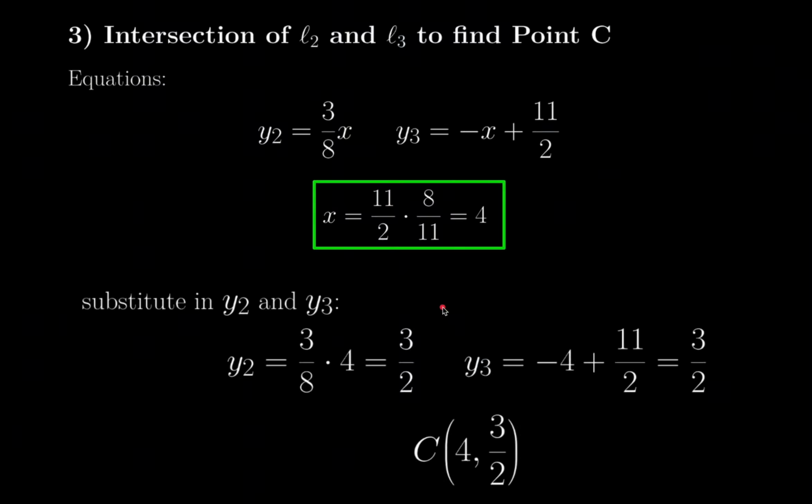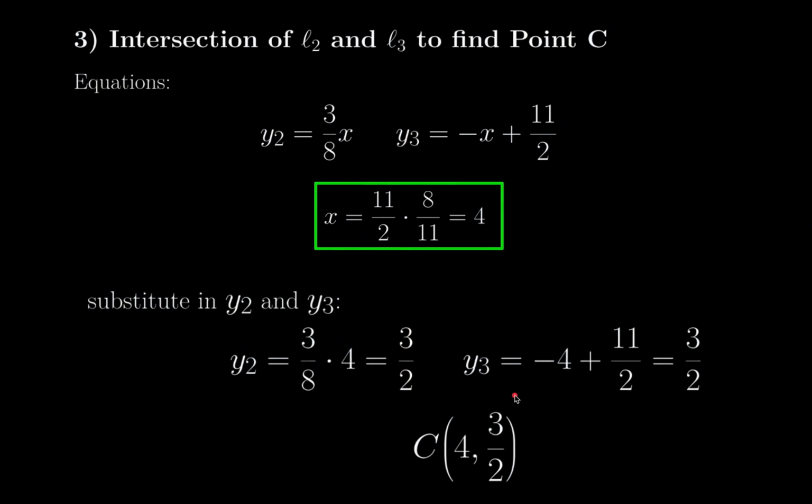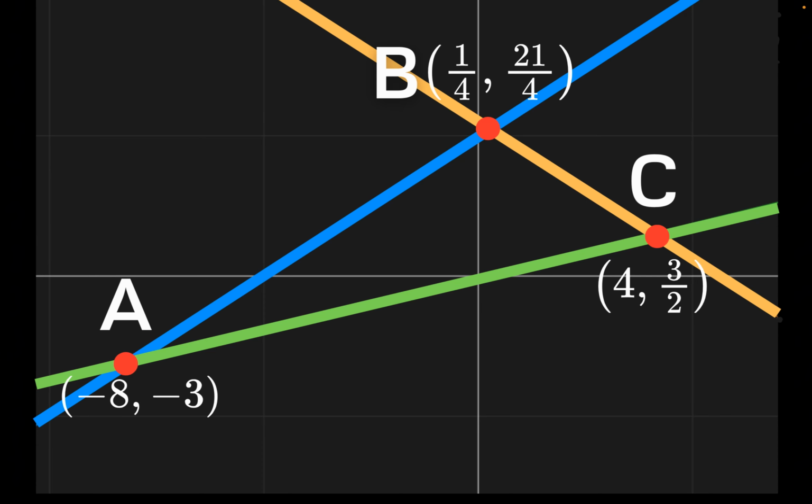So x equals 4. Knowing that x equals 4, we can plug that into y2 or y3 to get our coordinate for y. If we plug it into y2, we get that y is equal to 3 over 8 times 4, which is equal to 3 over 2. Or if we plug it into y3, we get that negative 4 plus 11 over 2 is also equal to 3 over 2. Since both are equal to each other, we know that C has the coordinates of 4, 3 over 2.